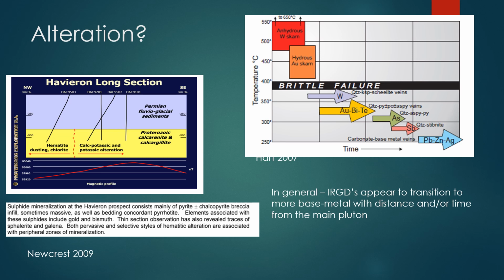Also, this plot on the right from Hart 2007 shows that with increasing time, or increasing distance, if you like, away from the Pluton, we're tending to get lower temperature lead, zinc, silver veins. And we've got enrichments in lead and in some cases zinc in some of the drill results that we've got from Scallywag. So it looks as if Scallywag has drilled through a distal alteration zone. And this line here says both pervasive and selected styles of hematitic alteration are associated with peripheral zones of mineralization. That was a comment made about Havieron. So it's not too much of a leap to assume that that is very similar to what we're getting at Scallywag.